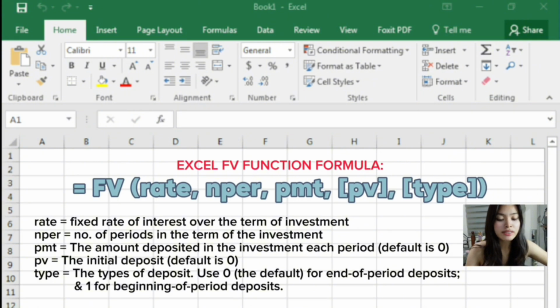The PMT is the payment or amount deposited every period. The default amount is 0. The PV or the present value is the initial deposit. Default amount is also 0. And the type is the type of deposit and applicable sa annuities because we use 0 as default for the end of the period and 1 for beginning of the period.